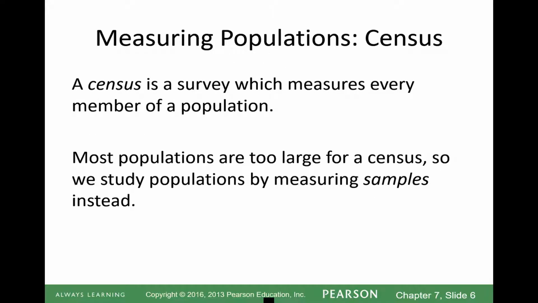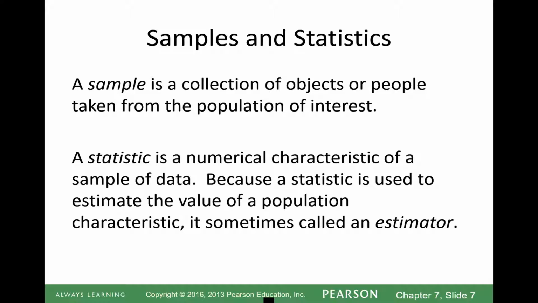The census is a survey which measures every member of a population. Most populations are too large for a census, so we study populations by measuring samples instead. A sample is a collection of objects or people taken from the population of interest. Since populations are so large, to save money, they'll do a sample. It costs less money. A statistic is the result of a measurement from the sample, a particular characteristic of the sample.